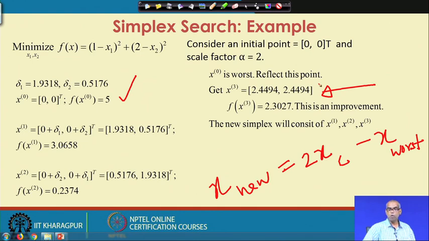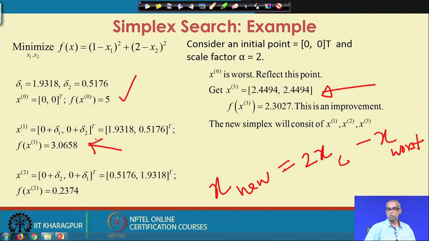Find out the objective function value. The value is 2.3027. The value of the objective function at x 0 was 5, but the value of the objective function at this reflected point is 2.3027. So, this is an improvement because the function value has decreased. So, x 0 is replaced by x 3. If this was not an improvement, we would have considered point x 1 because this is the next to worst point. Since x 3 is an improvement, we accept this.